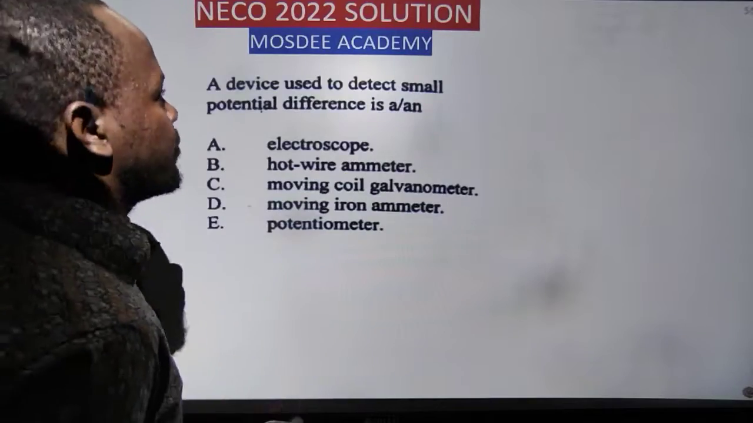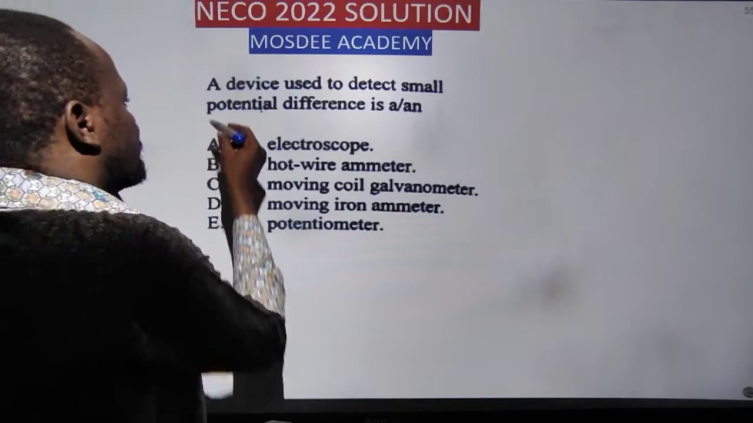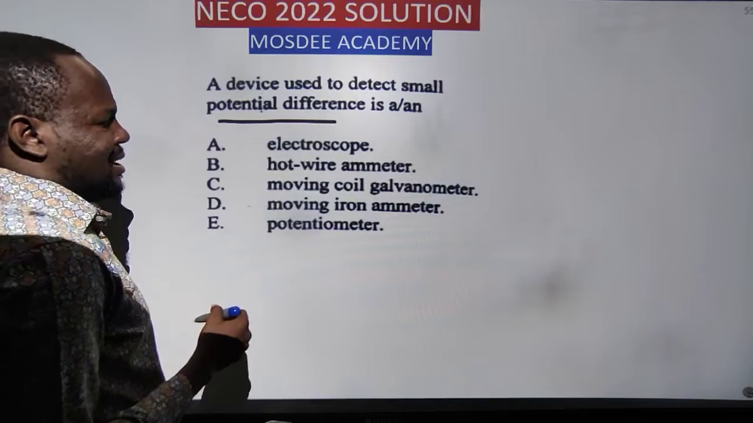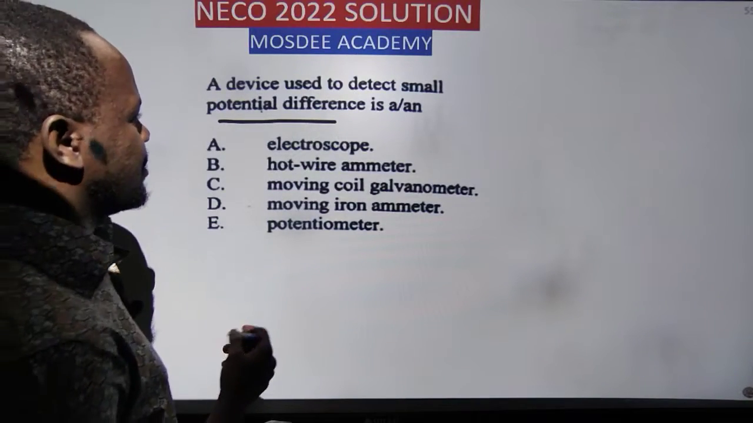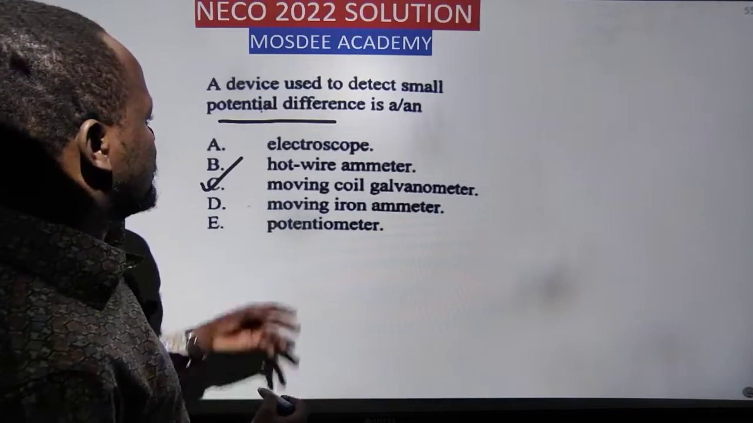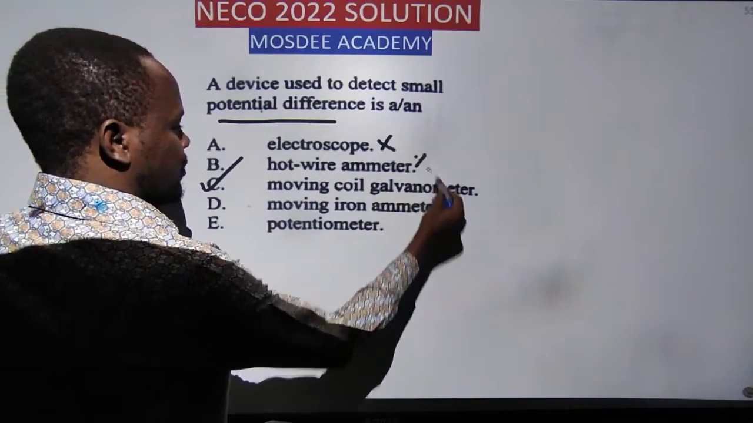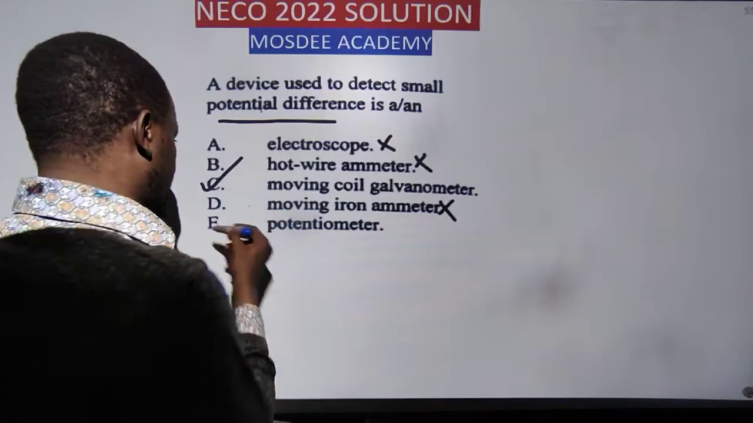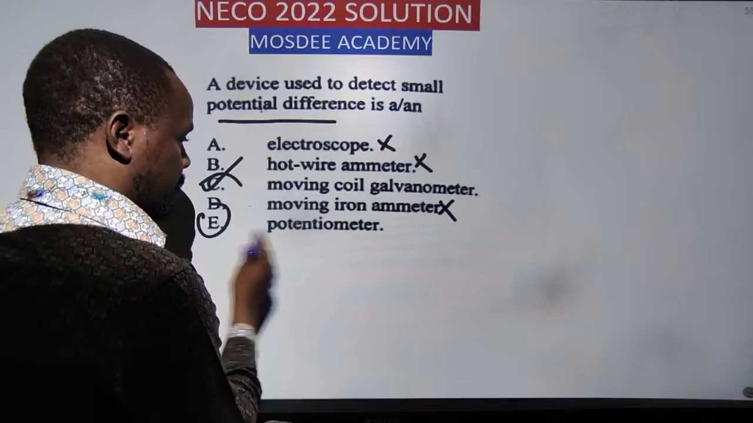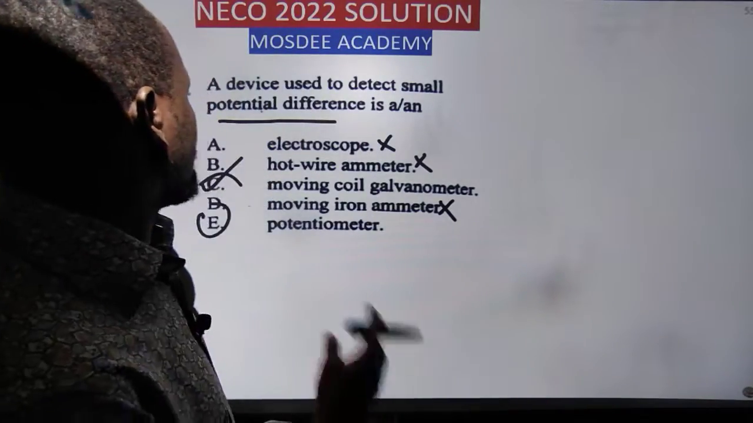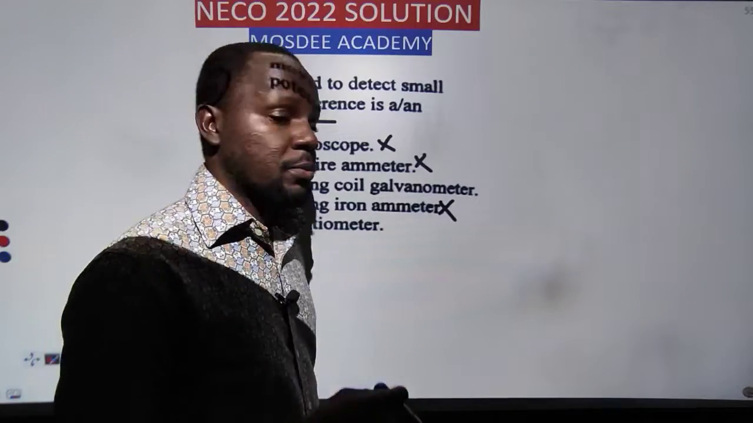Next one. 55. A device used to detect small potential difference, potentiometer, right? This is very funny because this guy can also do the same thing. Now, it is not this one, it is not this one. So, a potentiometer can differ. This is the answer. A manometer can measure small amount of current too. Is it current? Okay, PD. Okay, that's the answer. Potentiometer.